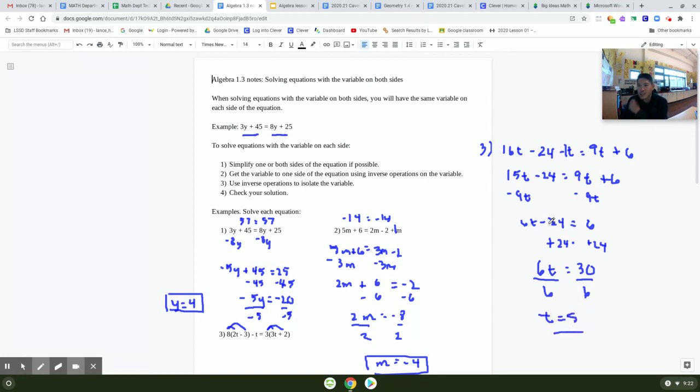If you check your solution here back in the original equation, here's what you could do. Everything inside parentheses first. So I'm using PEMDAS. 2 times 5, 10 minus 3, 7 times 8 is 56. And then minus t, so 56 minus 5, 51. On the right side, 3 times 5 is 15. 15 plus 2, 17. And then 17 times 3, 51. So 5 does check.